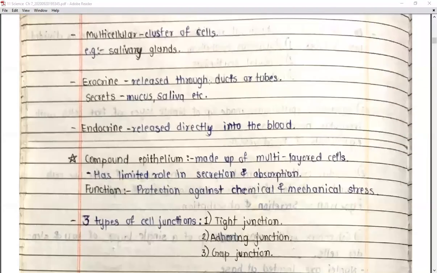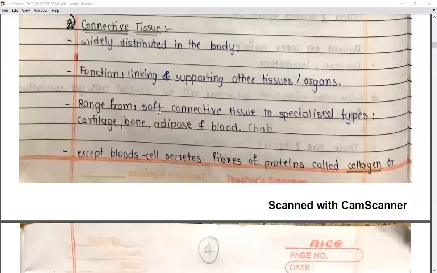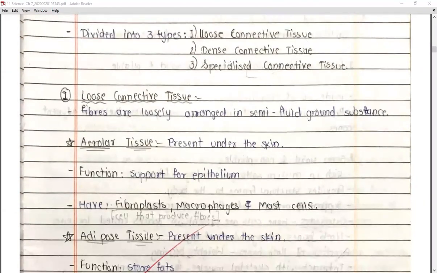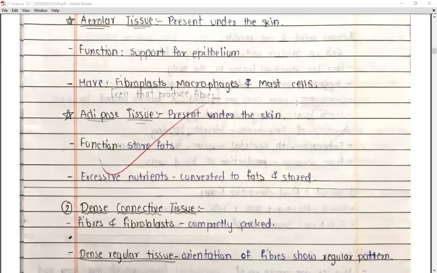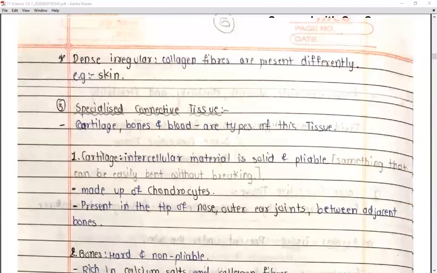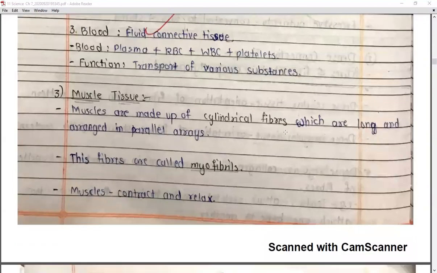Next, we have already completed the second type of tissue, that is the connective tissue. In that also we have seen the loose connective tissue, dense connective tissue, and specialized connective tissue. We have already seen the subdivisions of these tissues also, right? So in the previous video we have seen till the blood, right? That means we have completed the connective tissue.